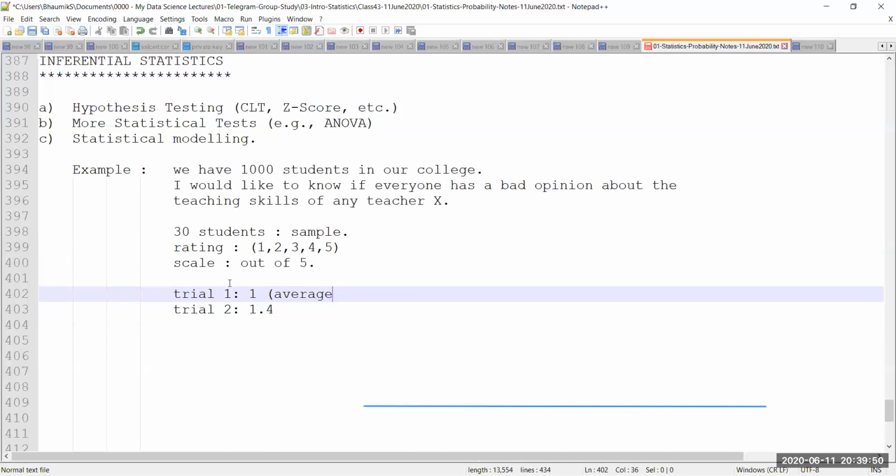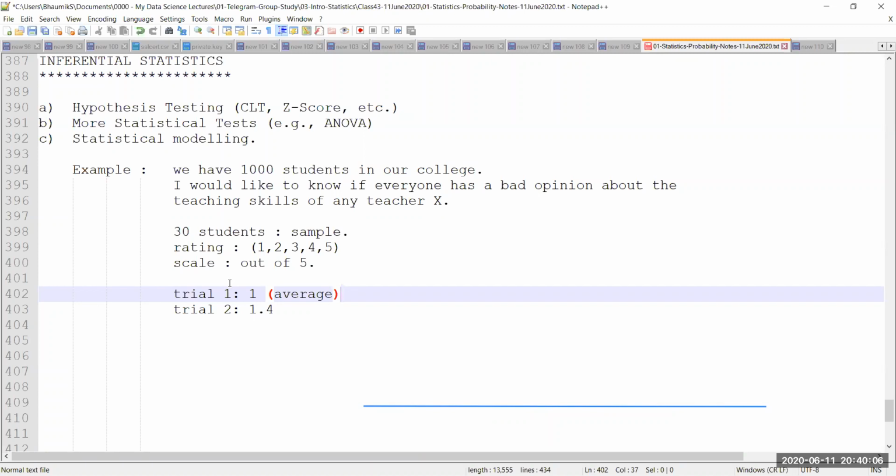So how do I do an average? I take all the ratings of all the 30 students that I've selected in trial 1, and then I divide by the number of students, which is equal to 30. I may get an average value. And that average value, obviously, can be a floating point number as well. It can be a decimal.